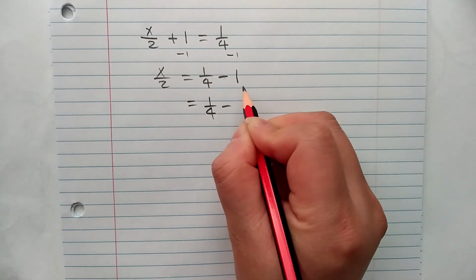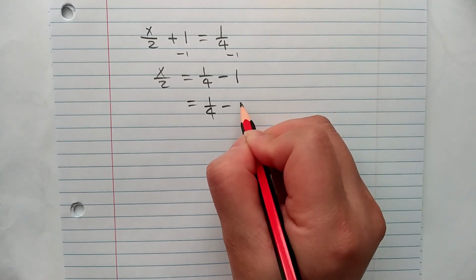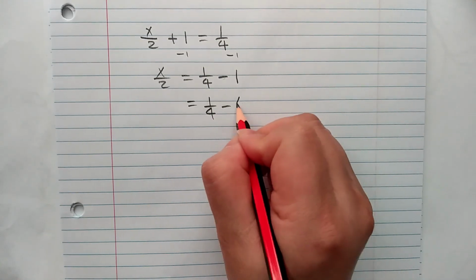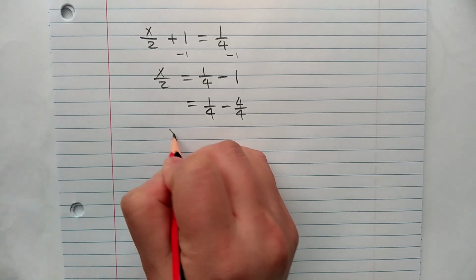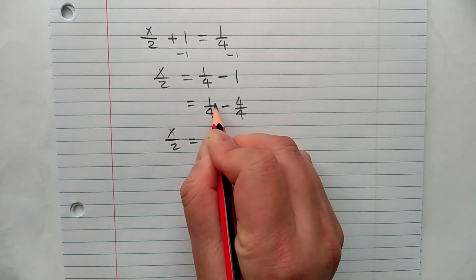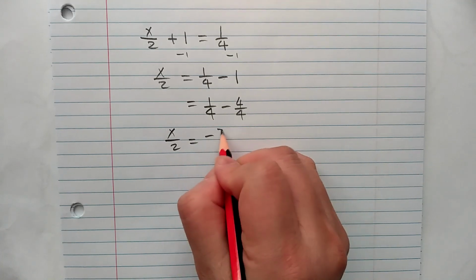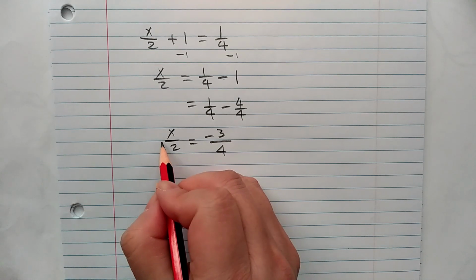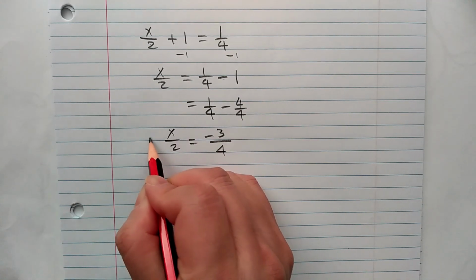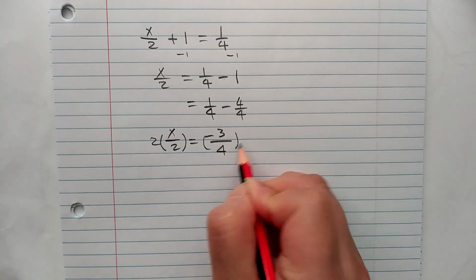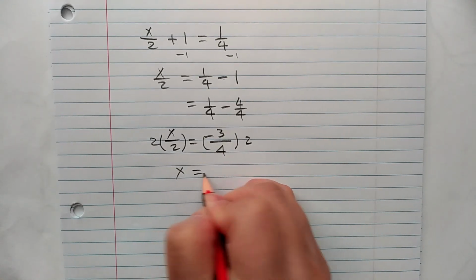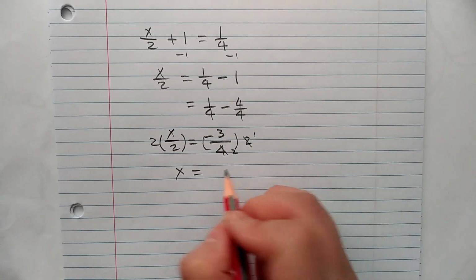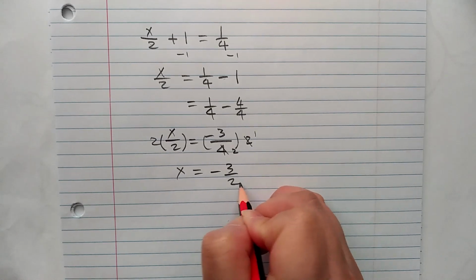1/4 minus, what is 1 converted to a fraction with the denominator 4? That is 4 over 4. So x over 2 is equal to 1 minus 4 is negative 3 over 4. Multiply by the reciprocal of 1/2, which is 2. We'll have x is equal to, 2/4 can be reduced to 1/2, so it is negative 3/2.